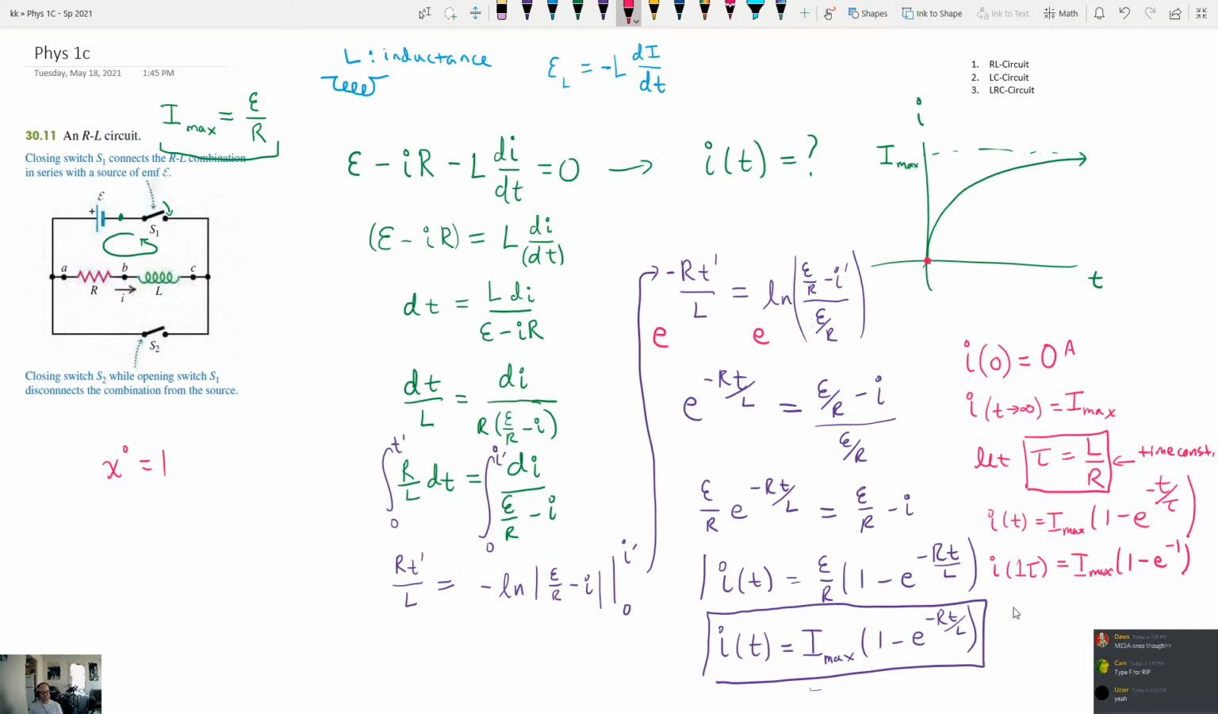If we look at what this is equal to, you're going to get that I of 1 times tau is going to be equal to I max times 1 minus e to the negative 1. So plug that in your calculator. What do you get?